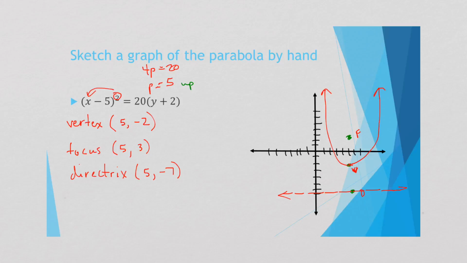And this should make some sense to you based on the information we did on translations before. Normal x squared, I'm shifting 5 units to the right and 2 units down. So my vertex moved over and down, and there's my standard parabola.